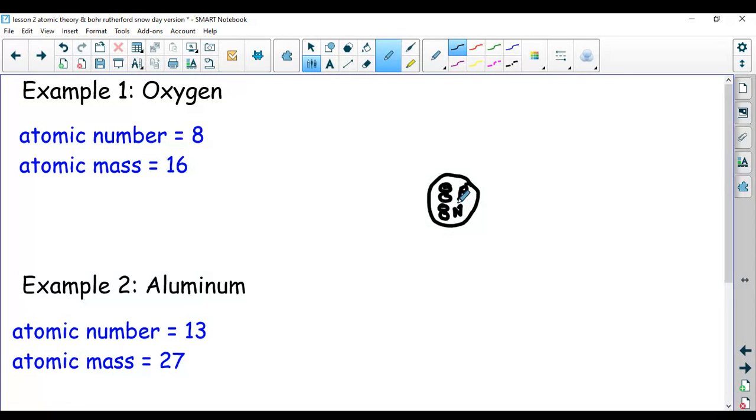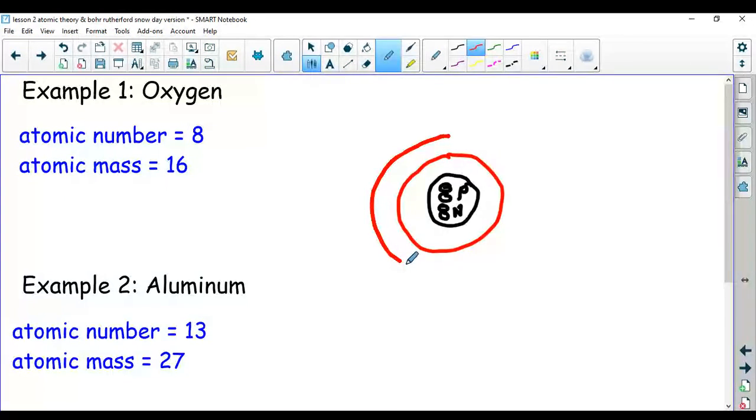And then I'm going to do my orbitals. Now I'm going to do my orbitals in a different color. You don't have to, obviously, but I'm just doing that so the contrast is nice. And I need 2 orbitals because oxygen is in the second row of the periodic table. Then I'm going to add my electrons.